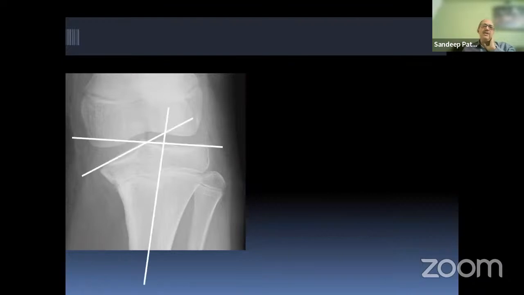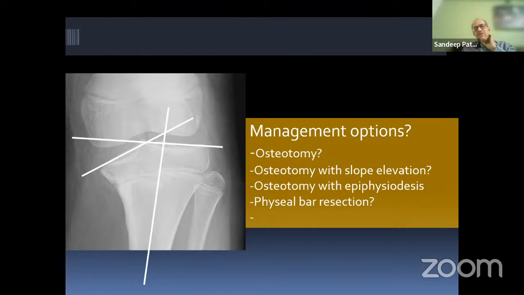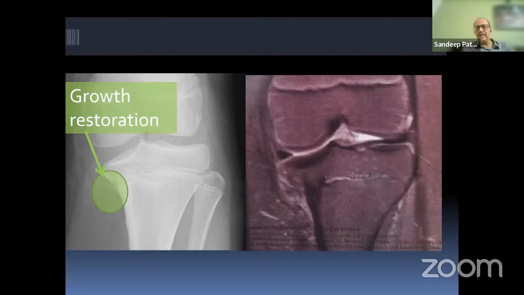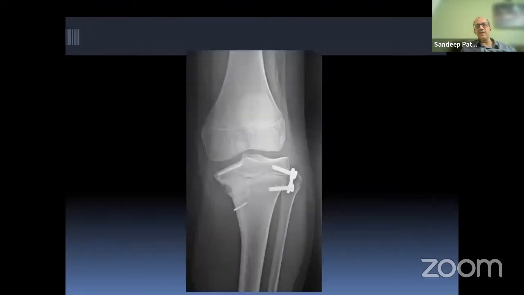This was the deviation. So what we planned was we resected that fascial bar. Okay, that restored the growth by detethering, and we did a growth modulation on the opposite side. And this is a cement spacer. Okay, this was bone cement and a growth modulation.